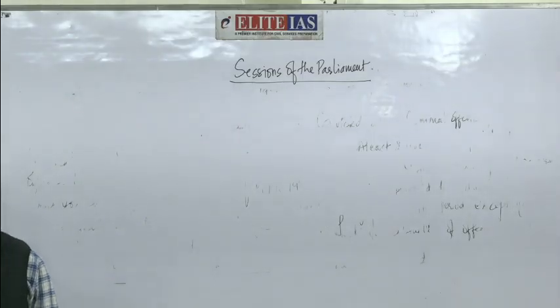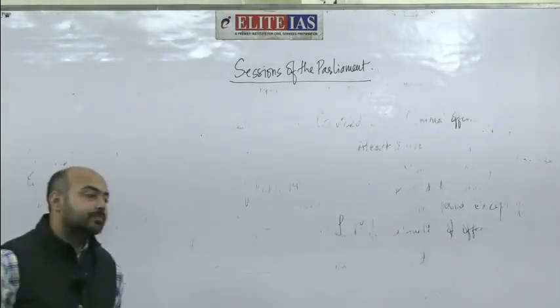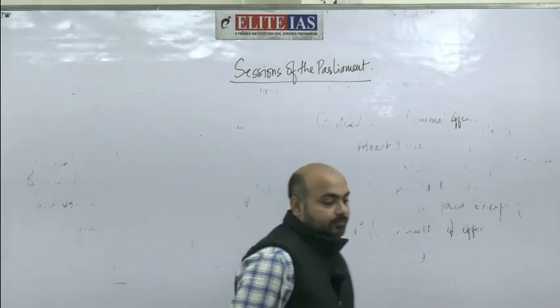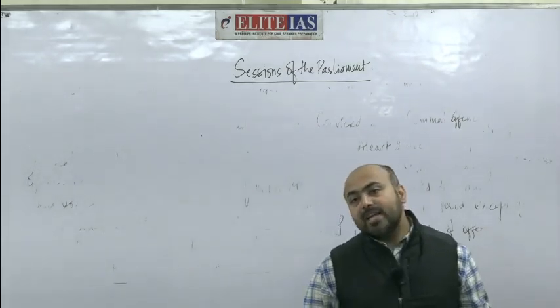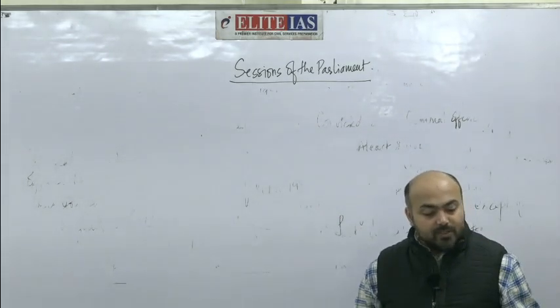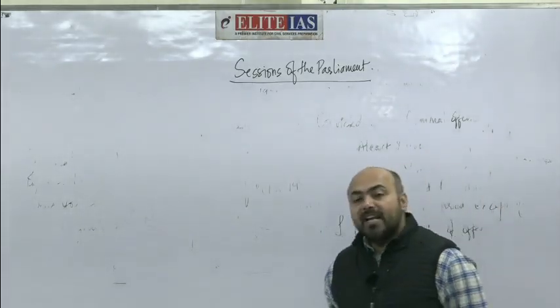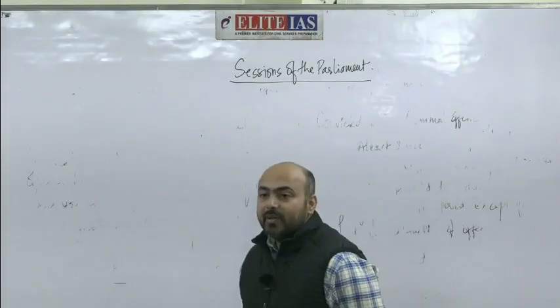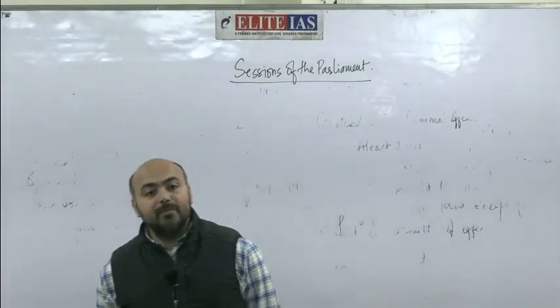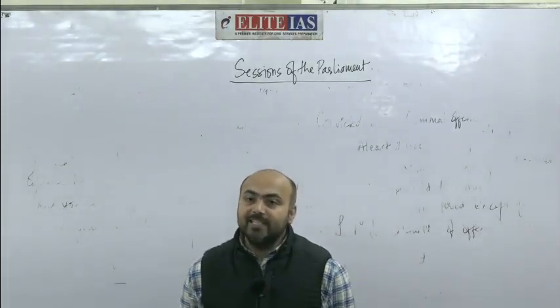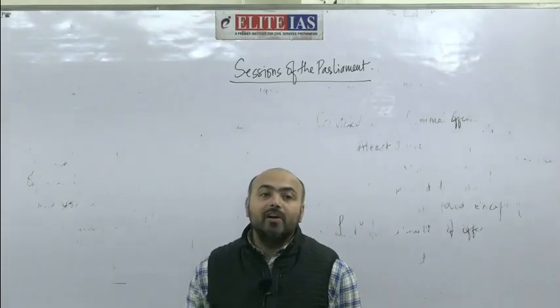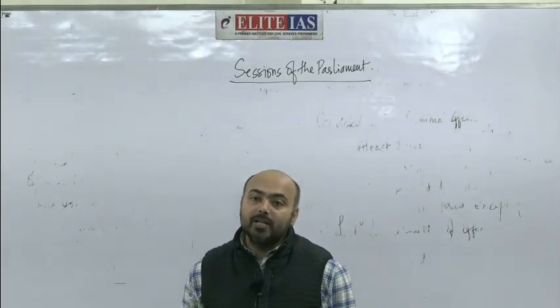First is an ordinary bill. See, there are 4 types of bills. When we talk about bills, there are 4 types of bills: ordinary bills, money bill, financial bill, and constitutional amendment bill. So let's see these 4 kinds of bill. First is the ordinary bill.